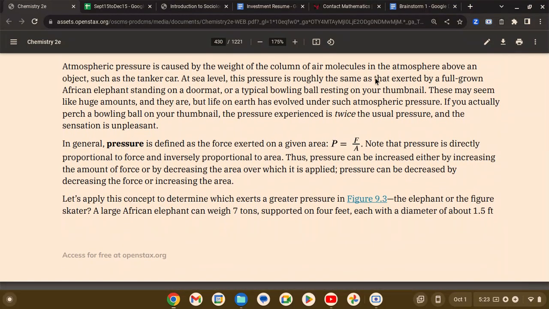Atmospheric pressure is caused by the weight of the column of air molecules in the atmosphere above an object, such as a tanker car. At sea level, this pressure is roughly the same as that exerted by a full-grown African elephant standing on a doormat or a typical bowling ball resting on your thumbnail. These may seem like huge amounts, and they are, but life on Earth has evolved under such atmospheric pressure. If you actually perch a bowling ball on your thumbnail, the pressure experienced is twice the usual pressure, and the sensation is unpleasant.